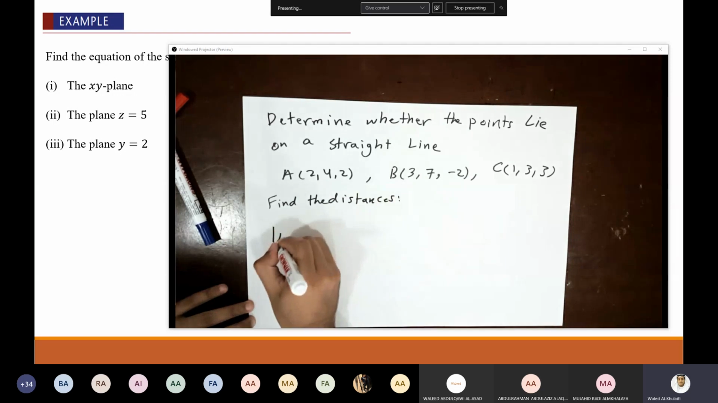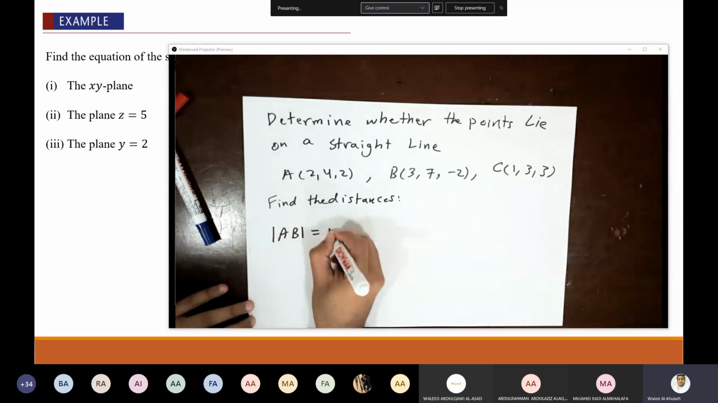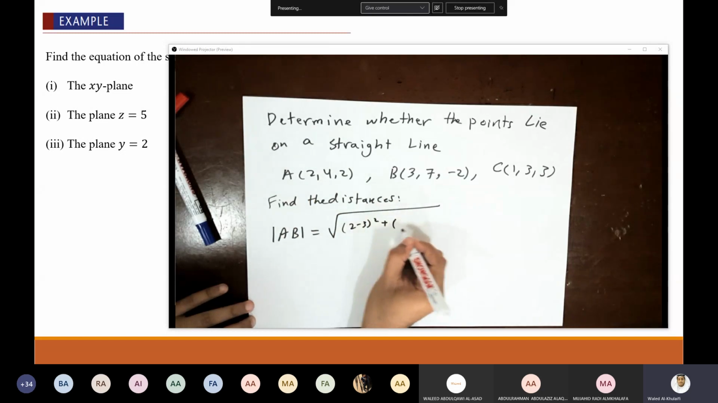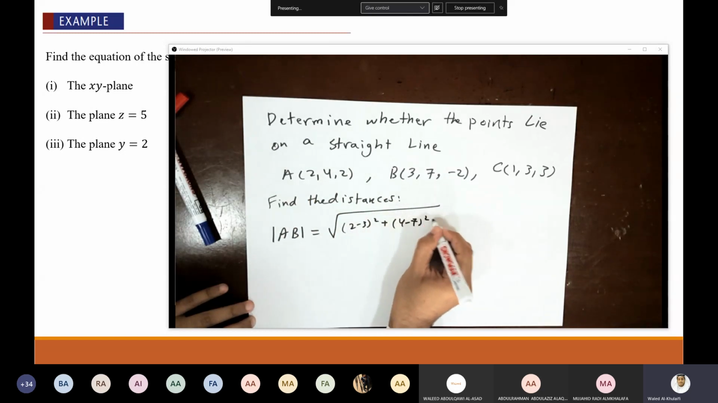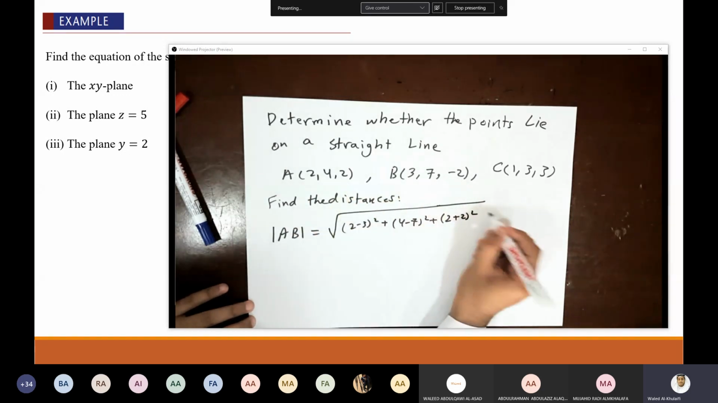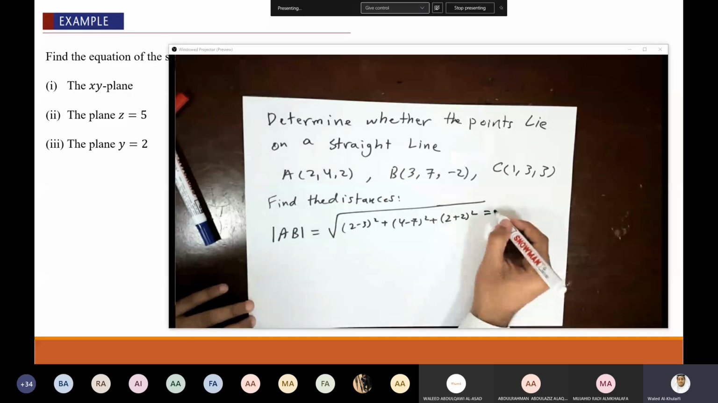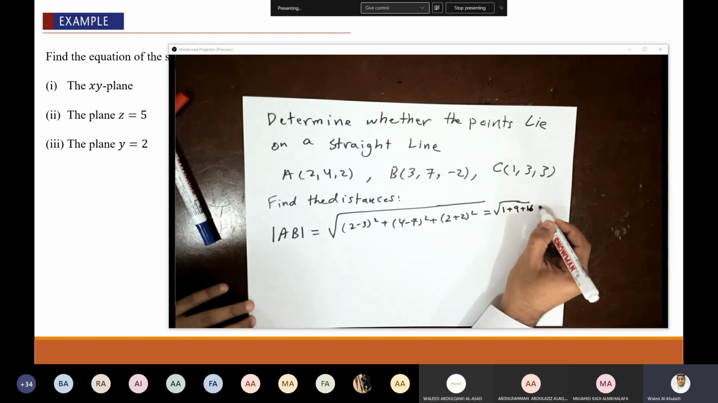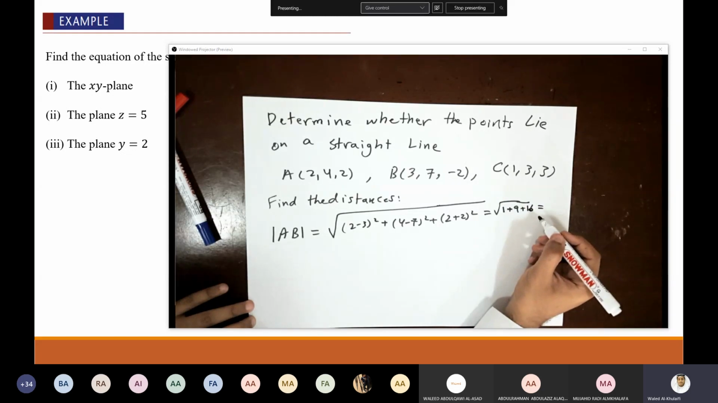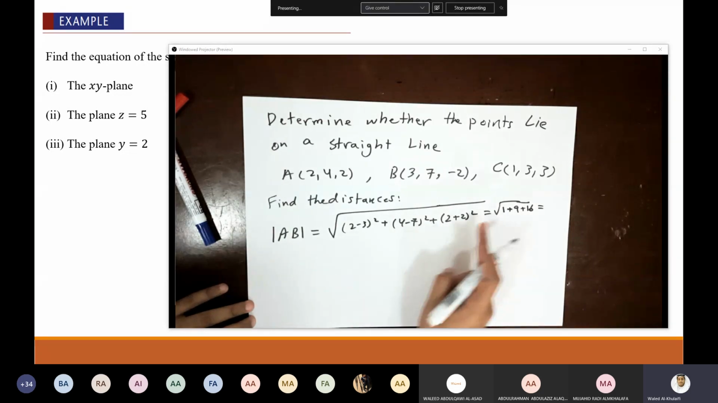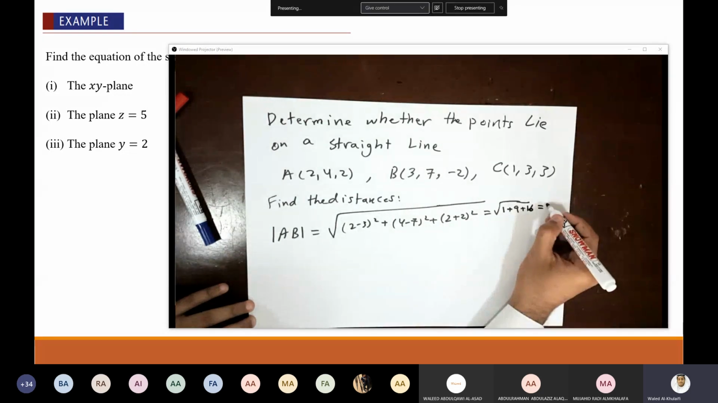Okay, the distance AB is equal to the square root of the difference, 2 minus 3 squared, plus 4 minus 7 squared, plus 2 (minus becomes plus) 2 squared. You will get 1, you will get 9, and you will get here 4. 1 plus 9 is 10, plus 16 is 26. The square root of 26.